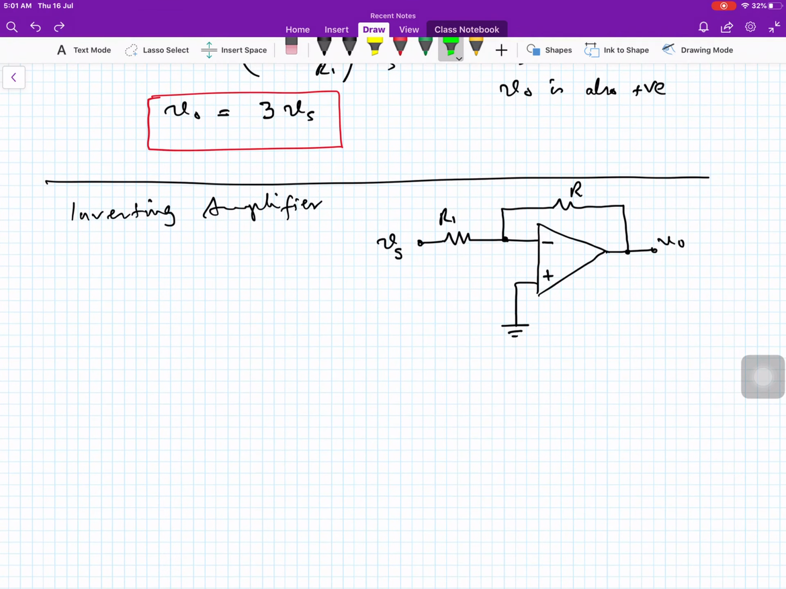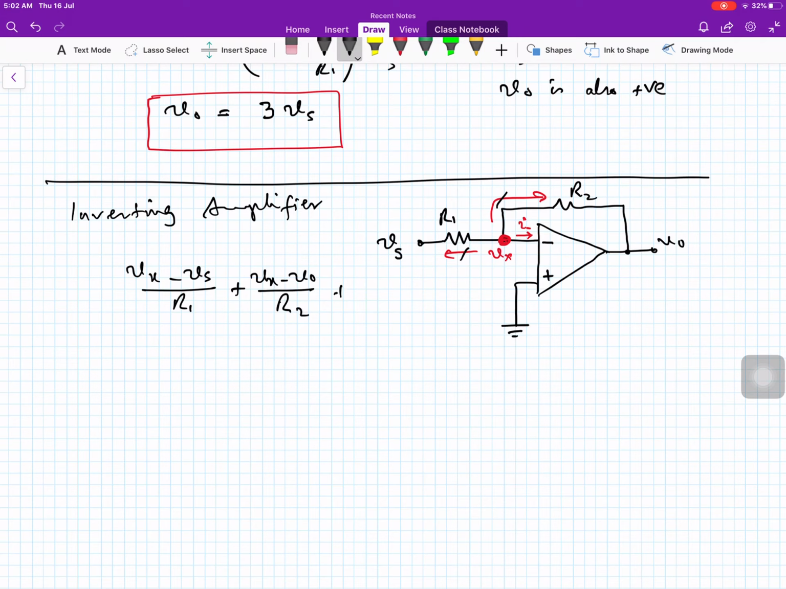Now in here, if we write the node equation, we assume all the currents are flowing away from this node, and let us call it Vx. Write the node equation. What is this current? This is Vx minus Vs divided by R1, plus what is this current? This is Vx minus Vo divided by R2.